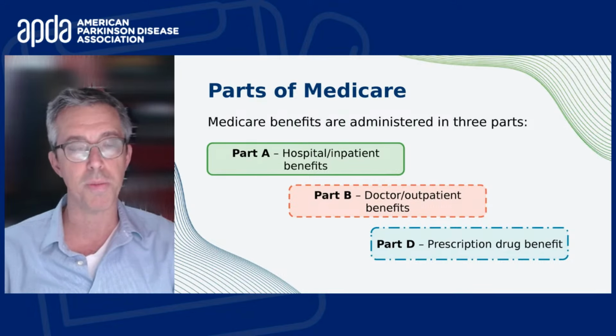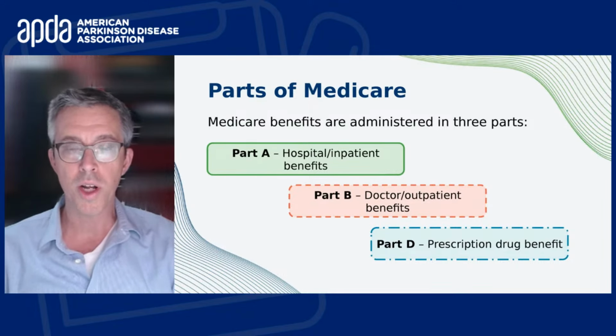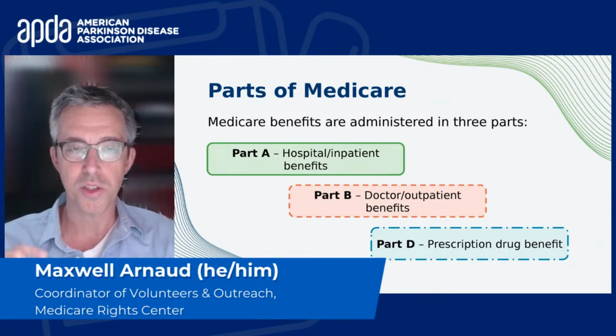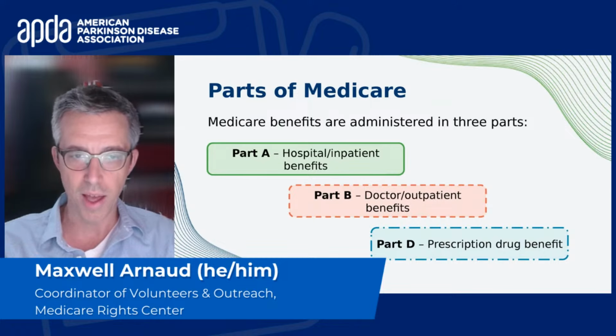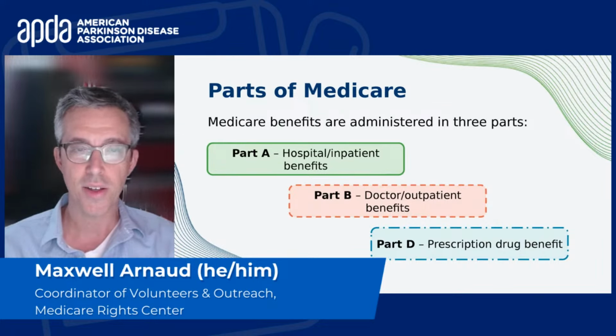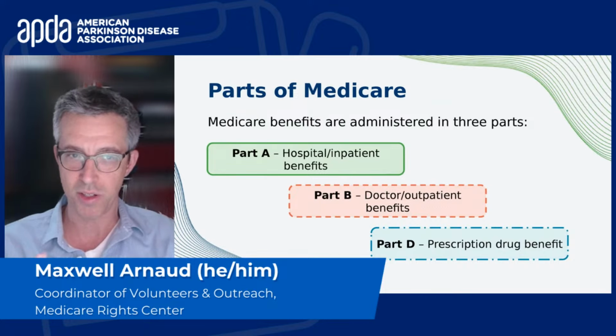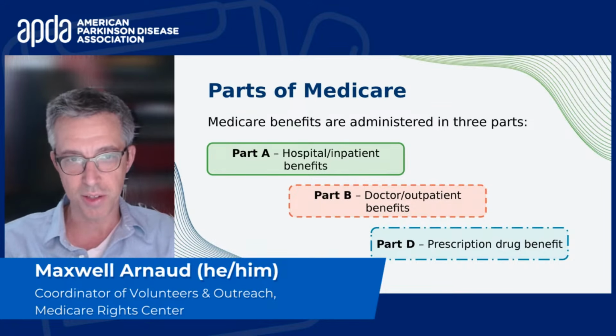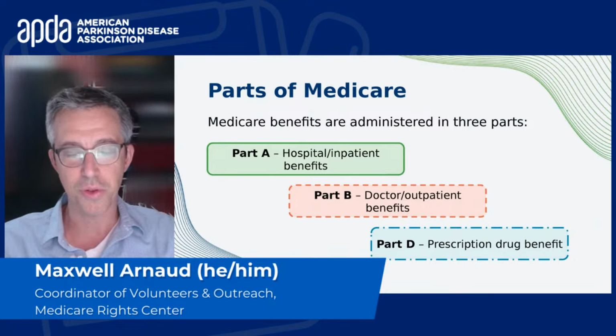And Part D, when we talk about prescription drugs, we're not talking about prescription drugs you get at the hospital if you're an inpatient. That would be covered under Part A. Part D is strictly what you get at the pharmacy. So CVS, Walgreens, Rite Aid, any of those places where you pick up prescriptions, that is Part D. And it's really important to know that outlet where you receive services through Part D. And we'll talk about that a little bit more later.